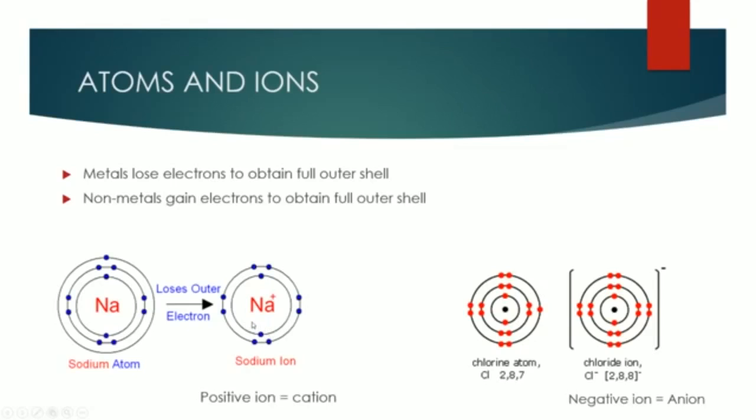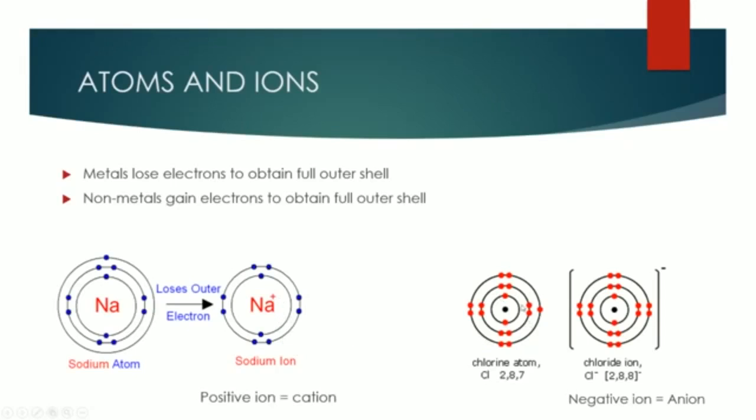So when a metal loses an electron, that means it becomes a cation, right? Because it has a charge now. Remember, in an atom, the number of protons will always equal the number of electrons. Therefore, the charges always cancel out. But in this case, if the sodium atom loses 1 electron, there will now be 1 extra proton, or in fact 1 less electron, and therefore there'll be more protons than electrons. Therefore, it will have a positive charge. So a positive ion is called a cation.